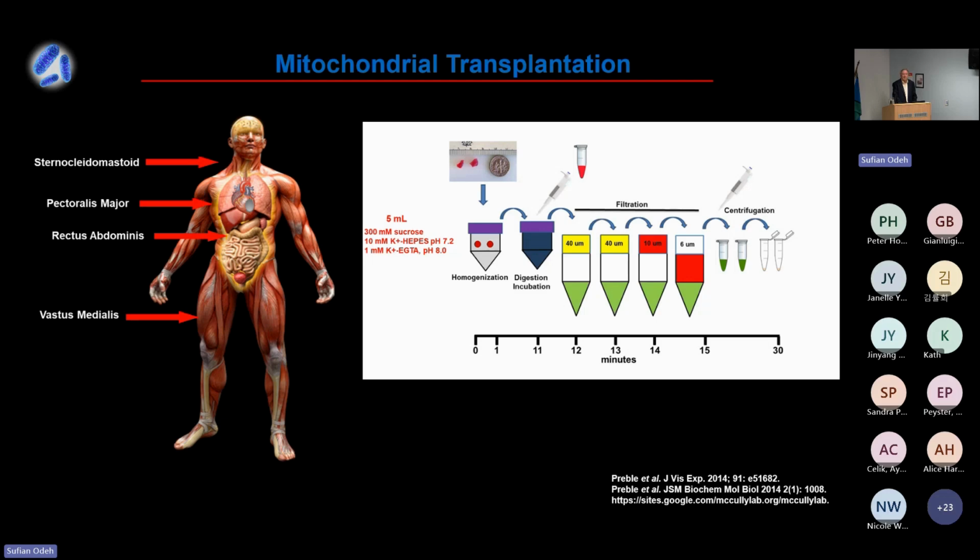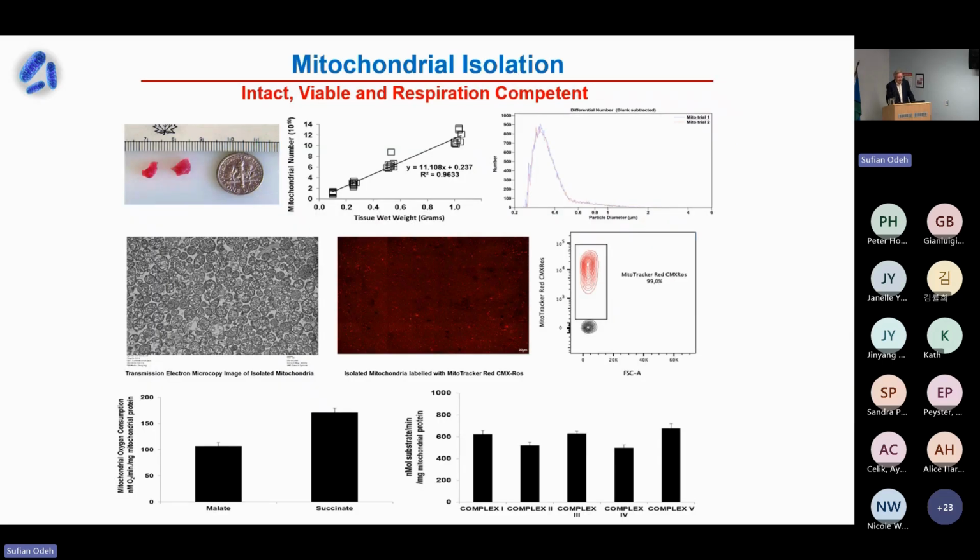Normal procedures take 2 hours. So this can be done clinically for the surgeons because, no matter what you've heard, cardiac surgeons are not patient people. They're not going to sit around waiting for 2 hours while you isolate the mitochondria. So from those two pieces of tissue, you end up with about 1 times 10 to the 10th mitochondria.